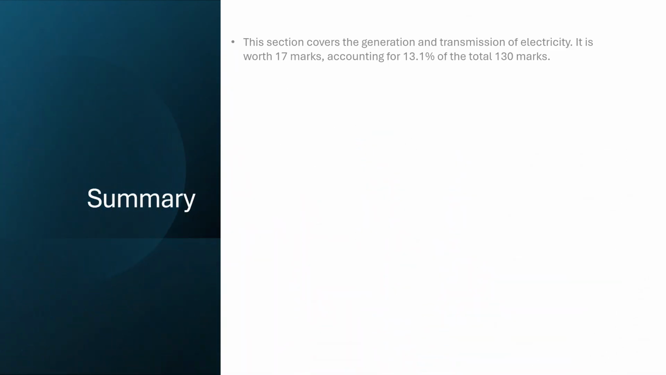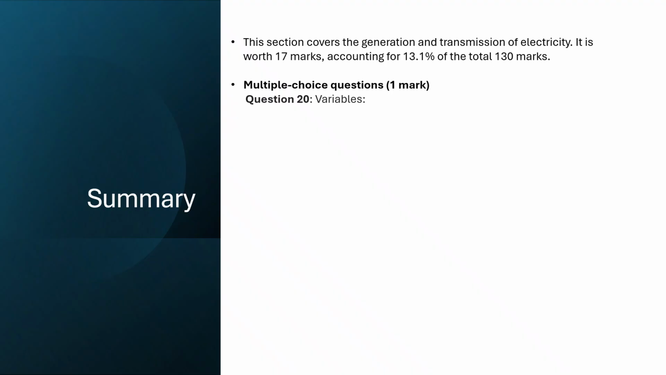This section covers the generation and transmission of electricity. It is worth 17 marks, accounting for 13.1% of the total 130 marks. Multiple choice questions. 1 mark. Question 20. Variables: independent, speed of rotation; dependent, peak EMF; controlled, magnetic field strength. Short answer questions. 16 marks.